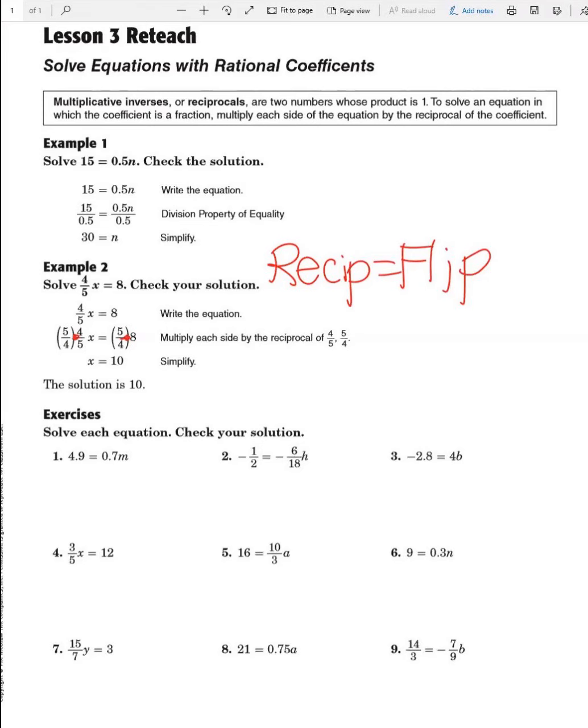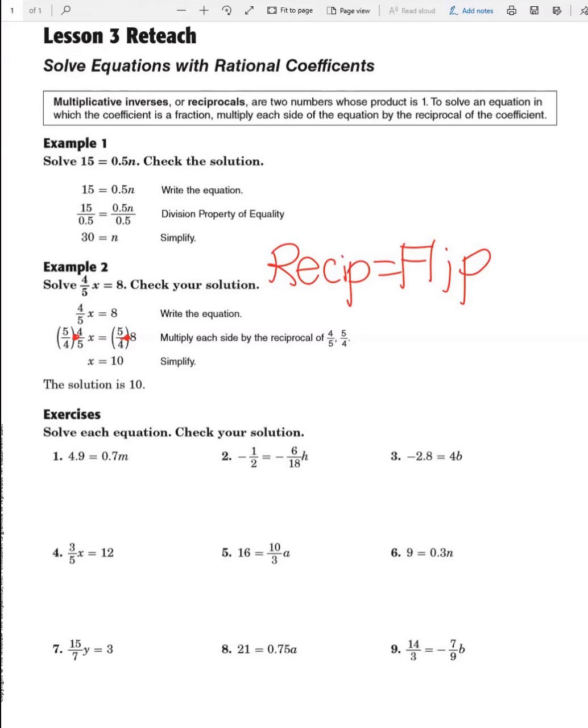Let's try some practice problems. I'm going to do all of the odd numbers. I want you to complete all of the even numbers. When you are finished, take a picture of your answers and upload it to Google Classroom. If you need any help, please email me or come to my office hours.